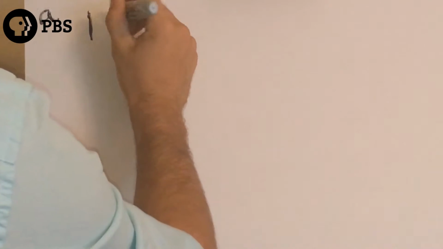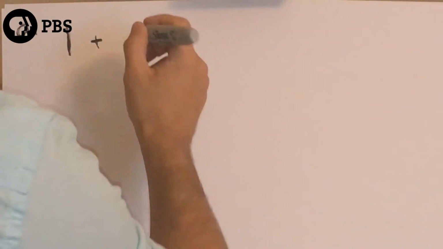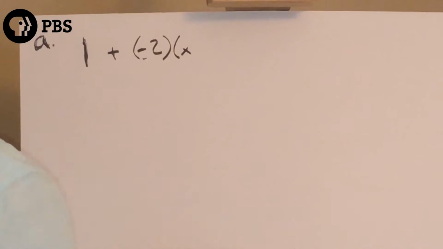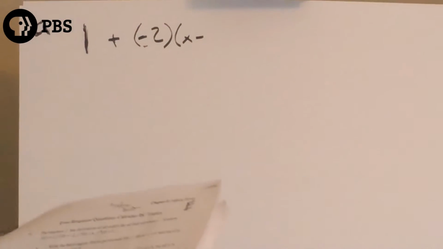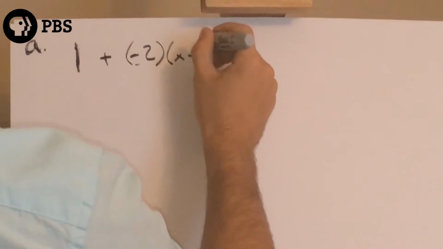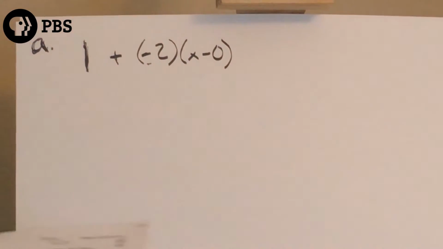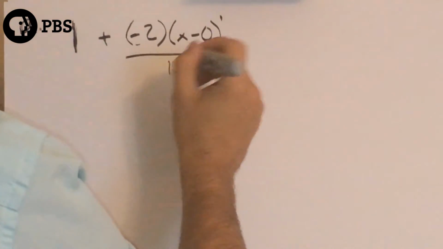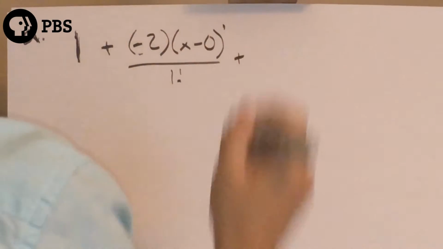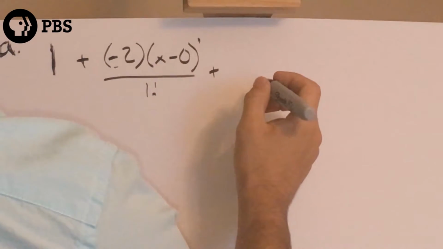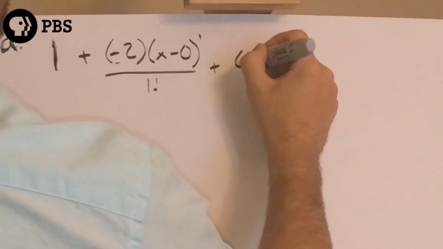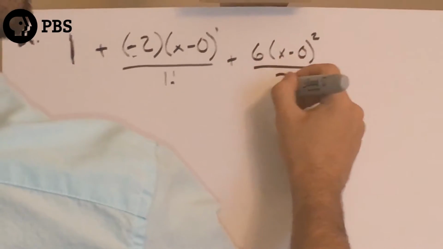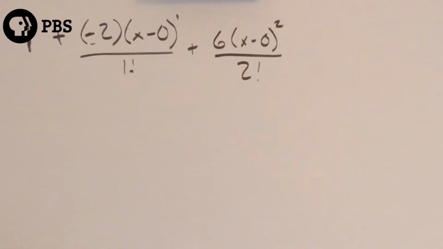Then the next term, you add f prime of 0, which is negative 2, times x minus what it's centered around. Now in this case, it's centered around 0, so you don't have to worry about that. And it's the first degree, so it's just a little 1 up here, and it's all over 1 factorial. Then the next term is plus f double prime of 0, which is 6, times x again, but this time to the second power, and all over 2 factorial.